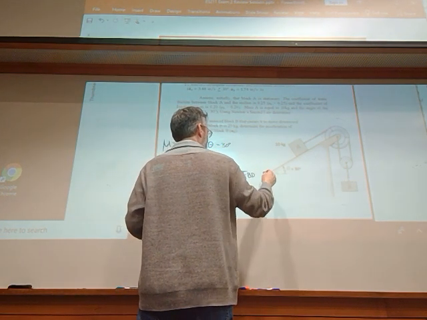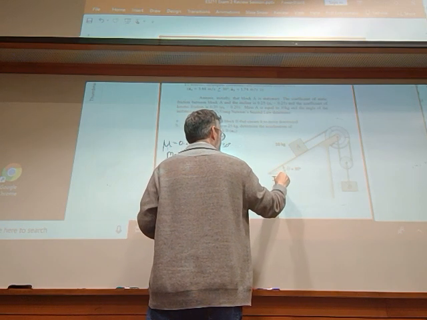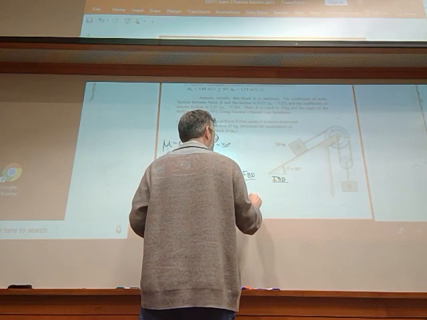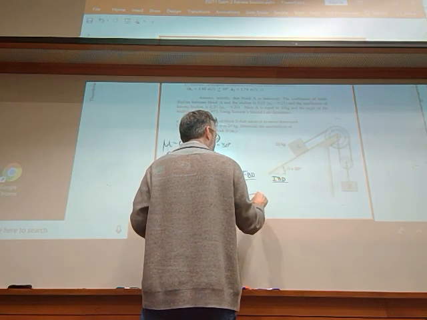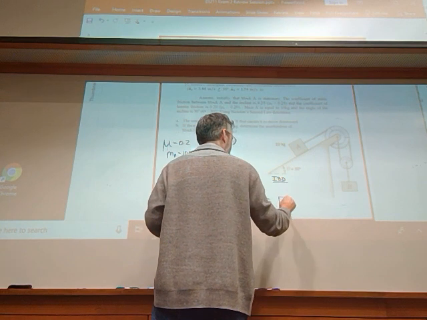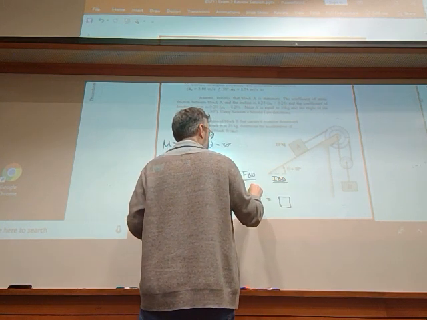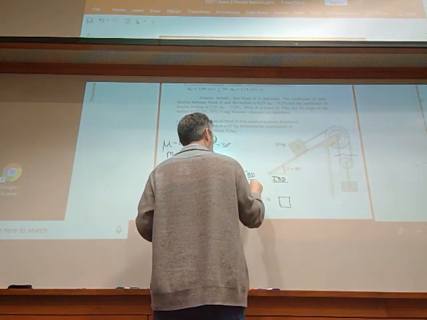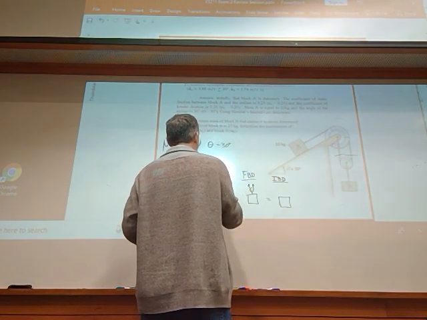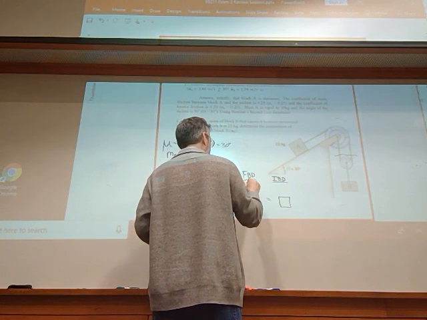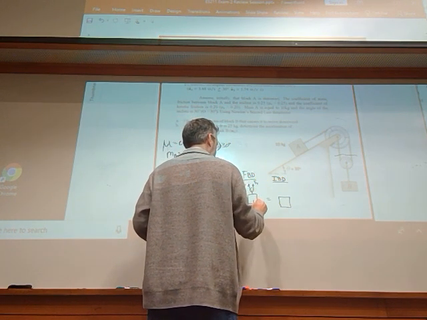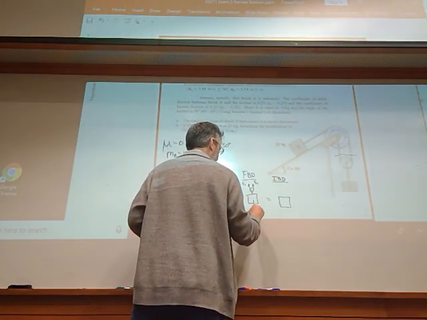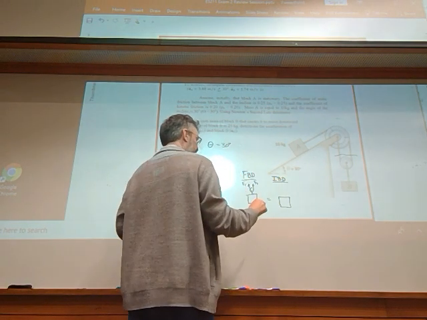So we'll do the other FBD and IBD right here. I'm going to run out of space if this is all I'm going to use, but it's okay. For block B, let's include the pulley right here so that we can have these forces. Otherwise, we could just write 2 times FT, but I will do it this way here: FT and FT, and this should be mass A over here. So this is mass B, mg.